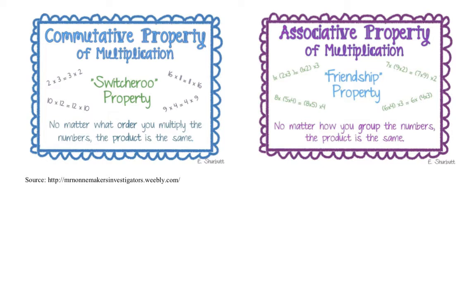The commutative property is the switcheroo property. And it's saying no matter what order you multiply or add in, the product or sum is always the same. The associative property is the friendship property. No matter how you group the numbers, the product is the same. So this is the one where you have 3 numbers and you're using parentheses to group them. Either the first and second get done first or the second and third get done first. And there's examples here on the sides.